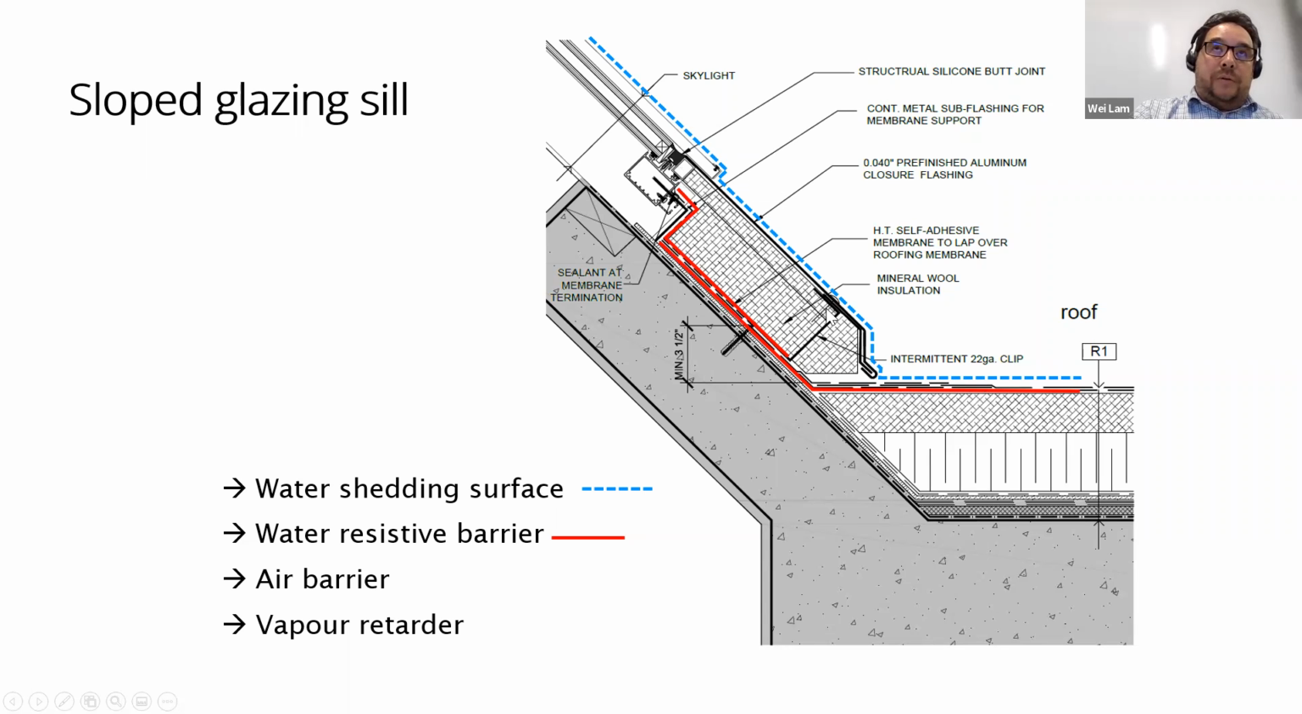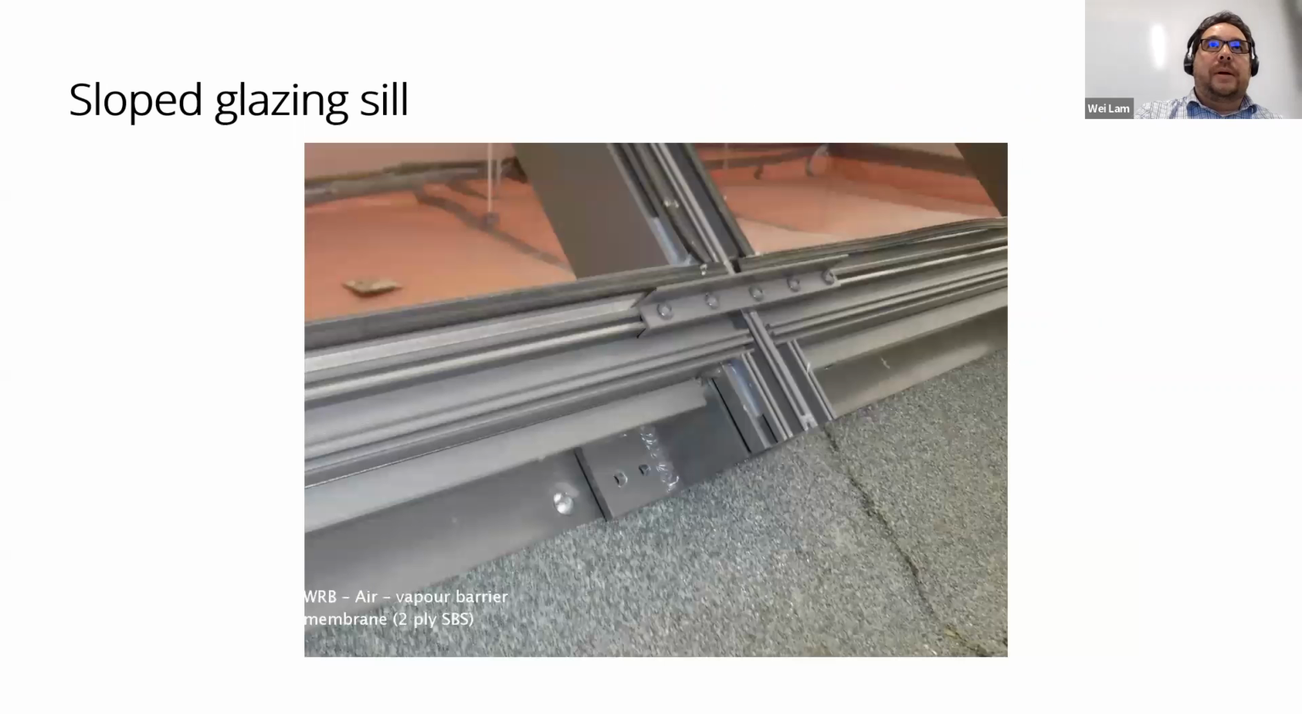Remember, the water shedding surface is not actually a membrane or anything. It's simply the various components and materials shedding water. So in this case, the IGU down to the flashing, and ultimately onto the roof. In this case, air barrier and vapor retarder are co-located with the water resistive barrier.